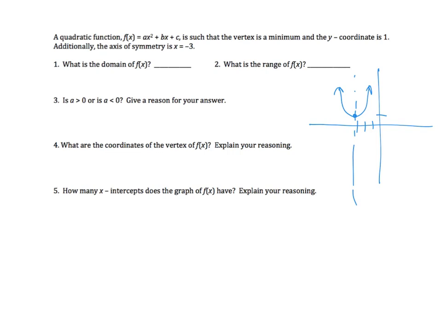It asks me what the domain of f of x is, and as you can see, x really can be anything. So my domain is going to be from negative infinity to infinity. The range is different. The lowest value that I will get for my y is 1. Anything else will be more than that. So my range is going to be from 1 to infinity. It asks if a is positive or negative. It's going to be positive since my parabola opens upwards.